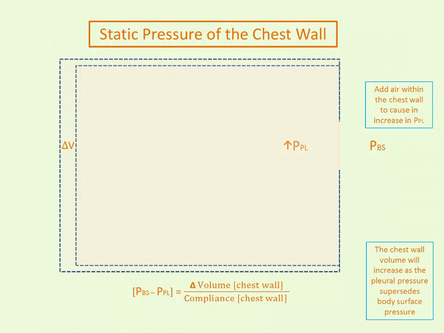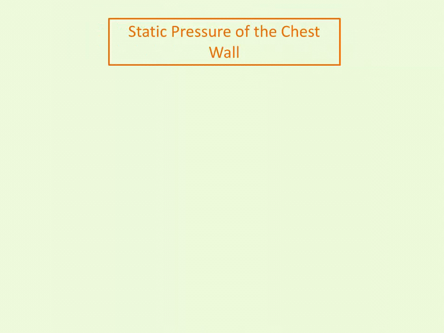And so if the pleural pressure is greater than the body surface pressure, then the bony thorax will tend to increase inside. Again, in a passive chest wall. Muscles of inspiration and expiration are completely paralyzed in that situation.